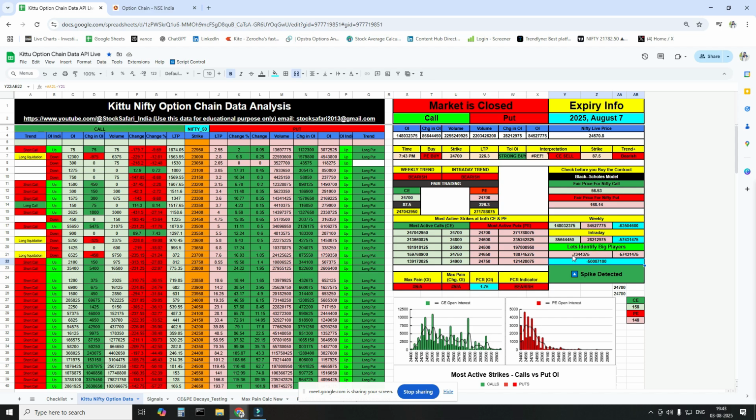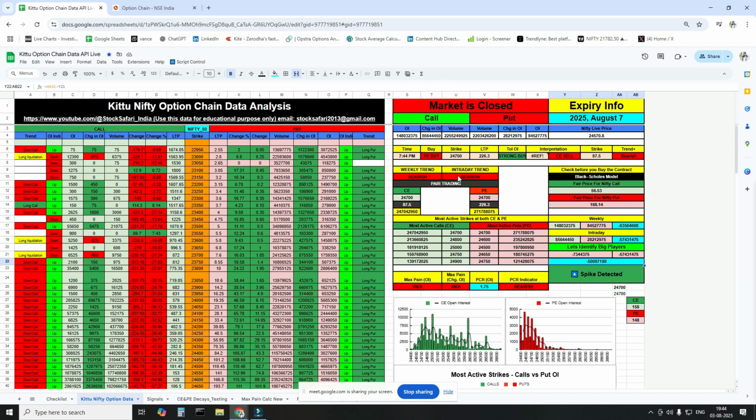As you can see here, earlier the open interest for the particular put side was around 73 lakhs, but now automatically we can see 57 lakhs, which is a very big movement in the market. That's how our Google Sheet automatically identifies the spike detection, so that more people are added into the same trend.